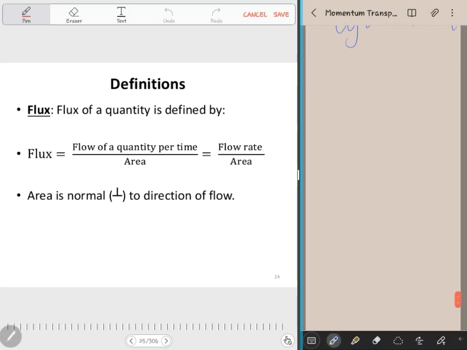Flux. Alright, flux, right? So flux is a quantity defined by flow of quantity per unit time per unit area, right? Okay, so flow rate. When you hear rate, what comes to mind? We are measuring a particular quantity with respect to what? Time. So if I have velocity, it is distance over what? Time, right? So velocity is a flow rate, right?